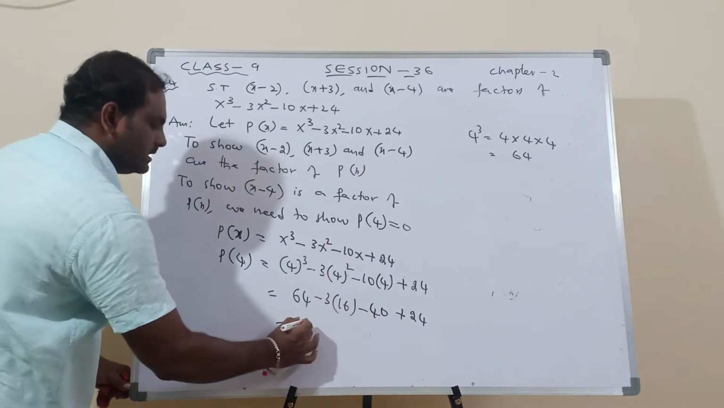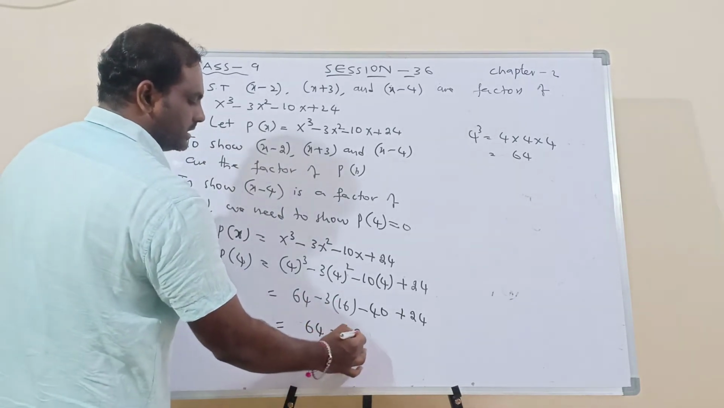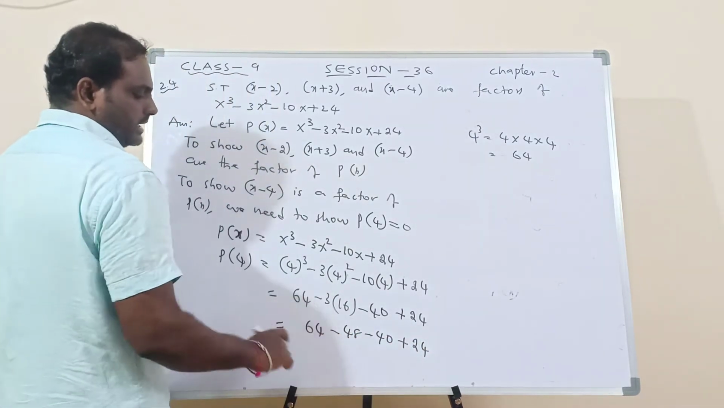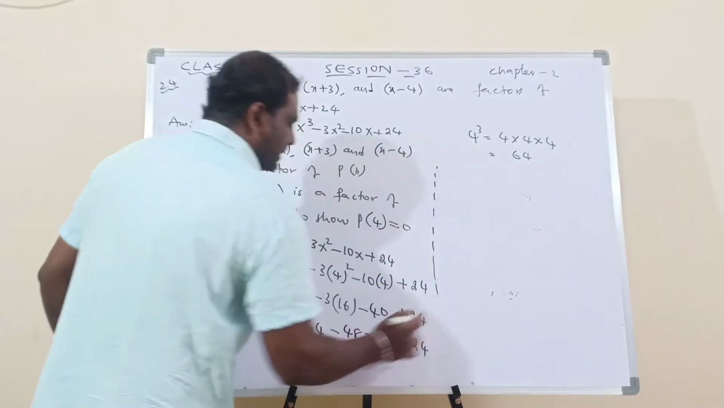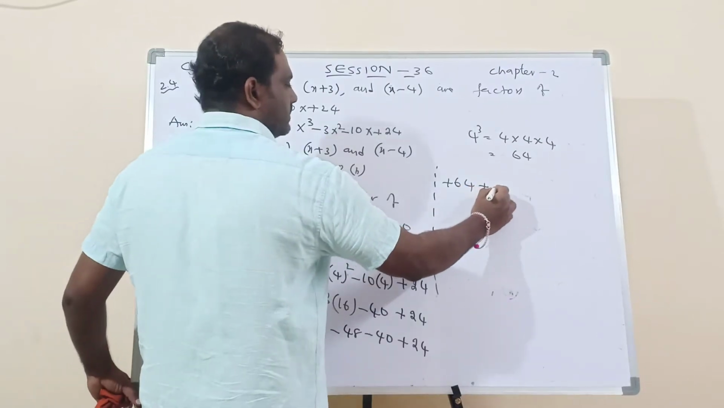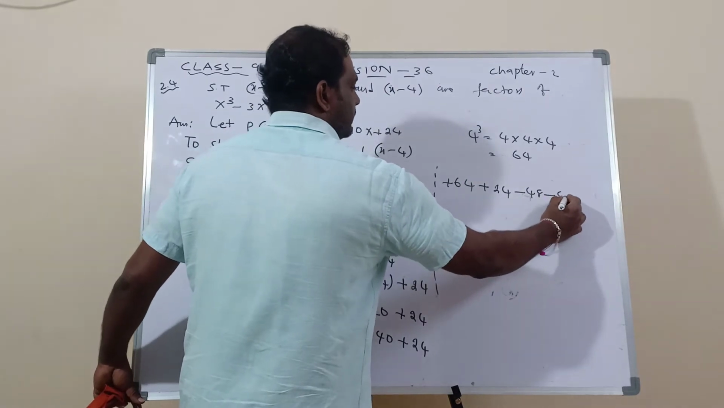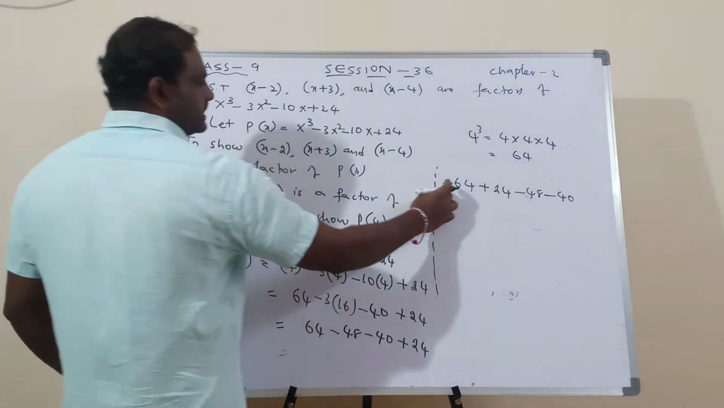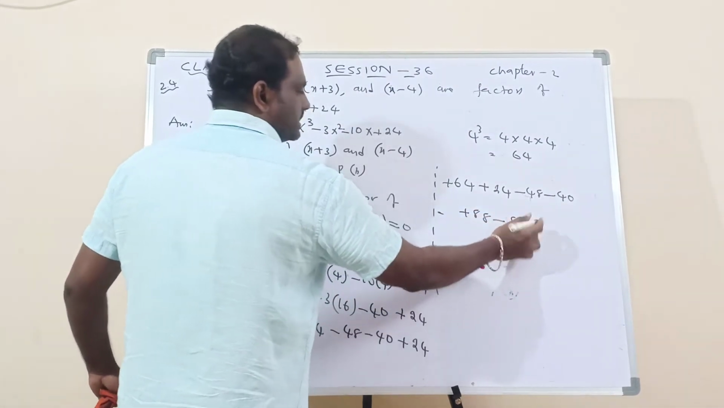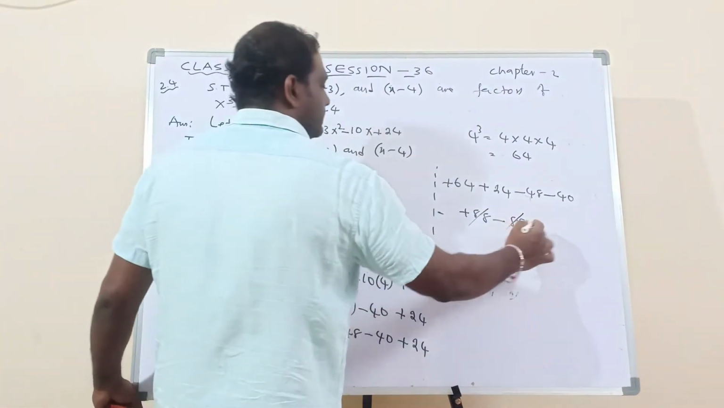Then next it is 64. 3 into 16, how much do you know? This is 48, minus 40 plus 24. So write the like terms, plus terms and minus terms, on one side. Plus 64 plus 24, minus 48 minus 40. What will we get? Plus 64 plus 24, you know how much? It is, I think, plus 88. Minus 48 minus 40, both are minus, add and keep the minus symbol, minus 88. What happened? These two cancel, this is equal to 0.